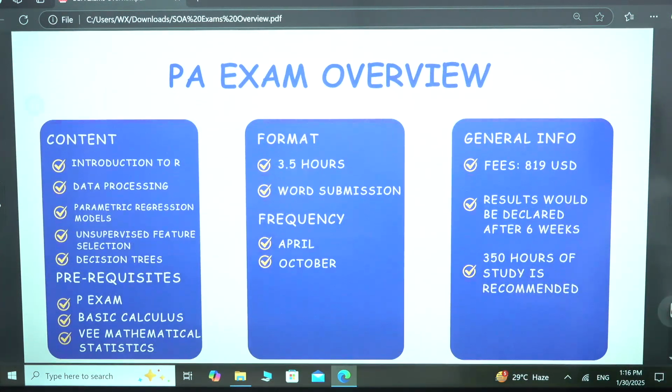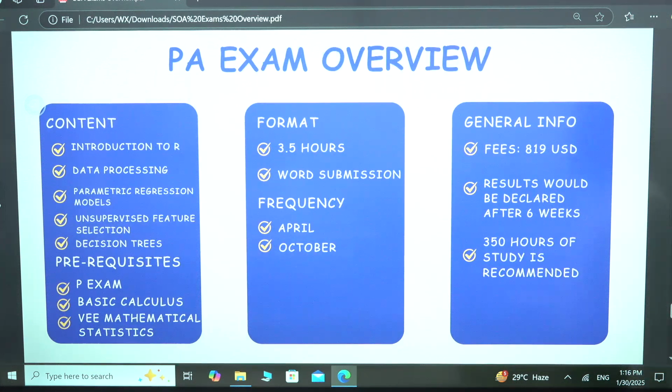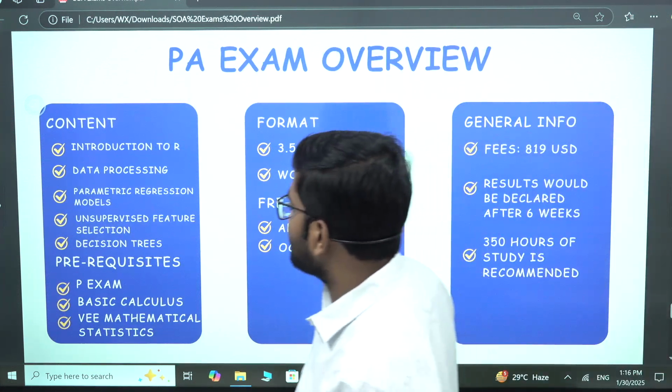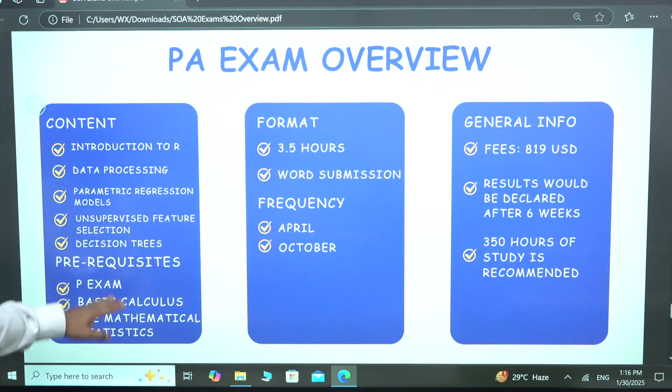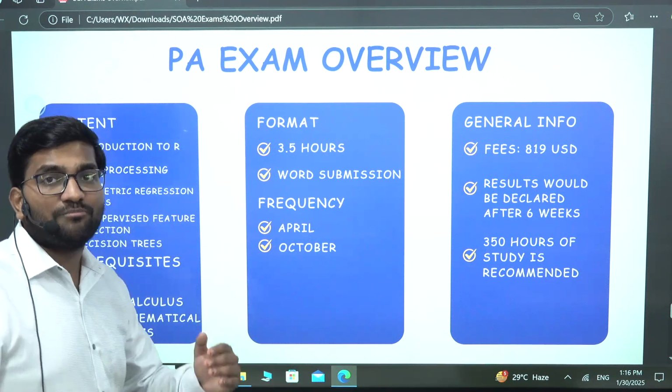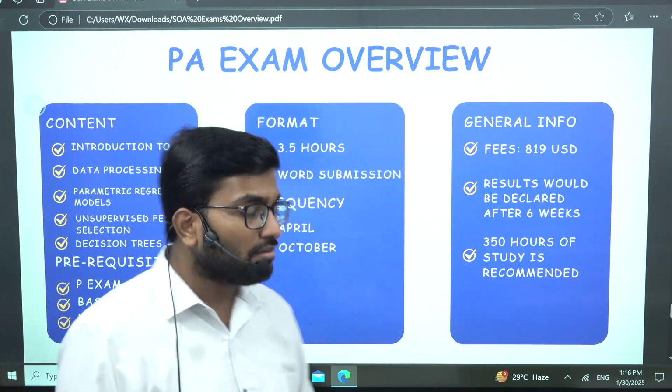If you see the PA exam overview, the content is introduction to R, data processing, parametric regression models, unsupervised feature selection, decision trees. The prerequisites are the PA exam, basic calculus, VEE, mathematical statistics, but it's always recommended to give the PA exam after some point of time.